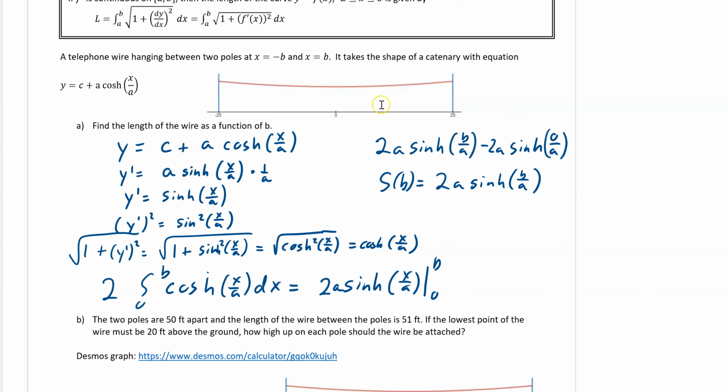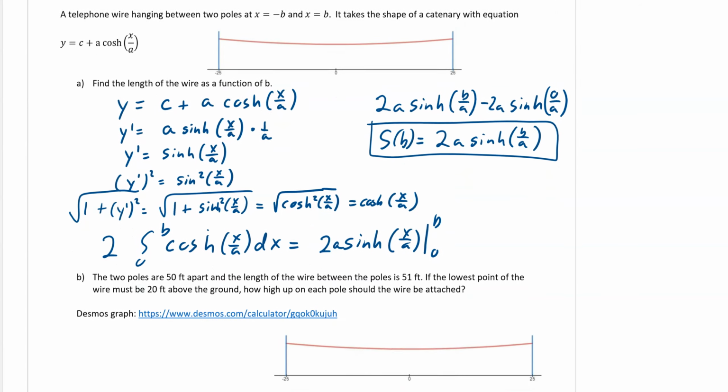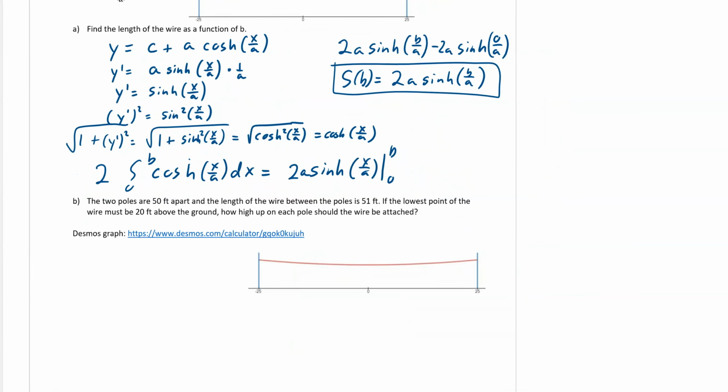So depending on where we want to place our b. Right now I have it at 25 here, so my b would be 25. It would tell me the arc length from here to here. If I plugged in 10, it would tell me the arc length from 0 to 10. Right? Okay, so let's circle that. We have the arc length as a function of b. Now we can apply it.